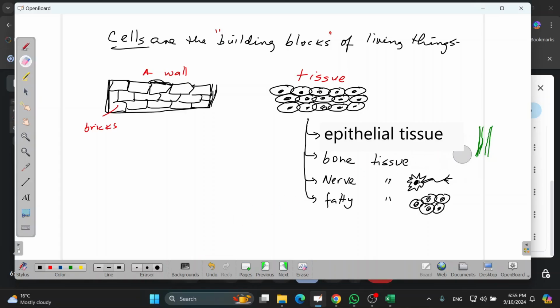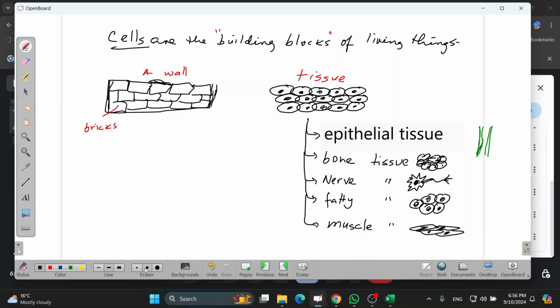I got confused with muscle tissue. So bone tissue is kind of round cells like that also. But we have muscle tissue. How could I have forgotten this one? Muscle tissue. I was saying these are kind of long cells, like that.